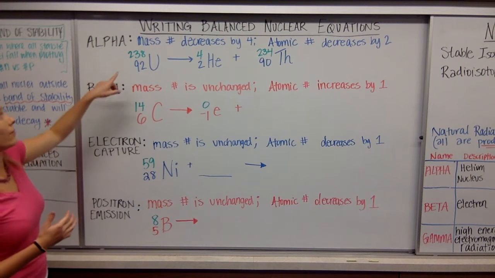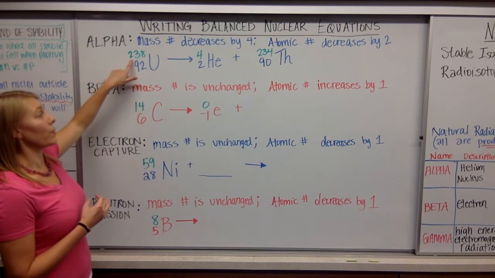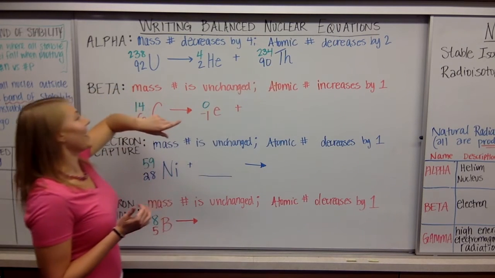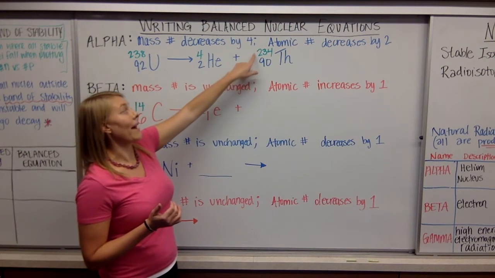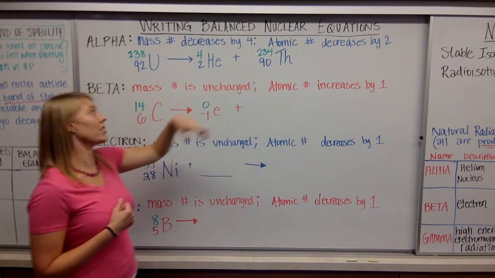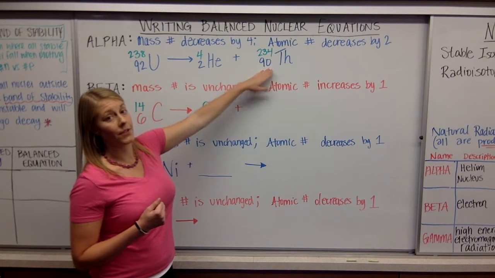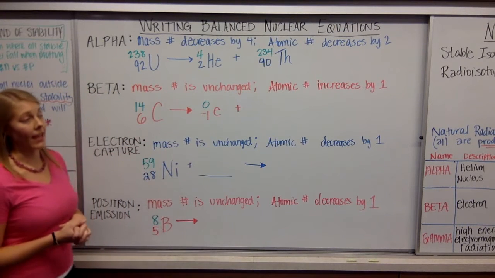What you see here for alpha is that from the original nucleus to the new nucleus, the mass number has decreased by 4. The atomic number from the original to the new nucleus has decreased by 2. That will always happen with alpha decay.